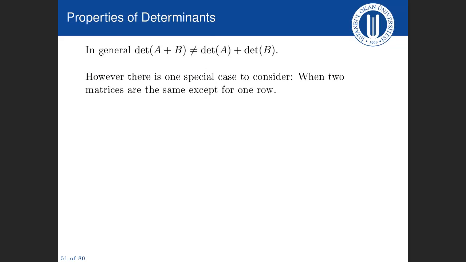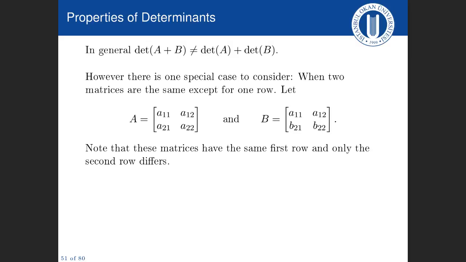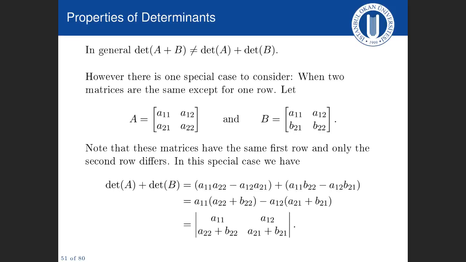There is one special case that we could consider, and that's when two matrices are the same except for one row. So for example, have a look at the matrix A and the matrix B. They have the same first row, so there's only one row which is different, only the second row is different. If we then do the determinant of A plus the determinant of B, and I'll leave this calculation for you to check, we get the determinant of the 2 by 2 matrix A11, A12, A21 plus B21, A22 plus B22. There's a typo there, of course. These bottom two should be swapped around.